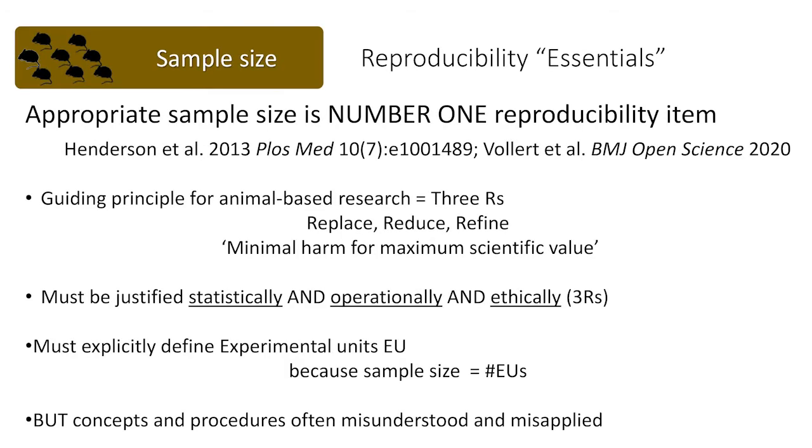So sample size is the second essential, and this is the number one reproducibility item. And even more in animal-based research is the concept of the 3 R's: replace, reduce, and refine, so we can obtain minimum harm for maximum scientific value. So numbers have to be justified not just statistically, but also operationally and ethically. And fundamental to this is the definition of an experimental unit, because that's what sample size are. But these concepts and procedures are often misunderstood and misapplied.